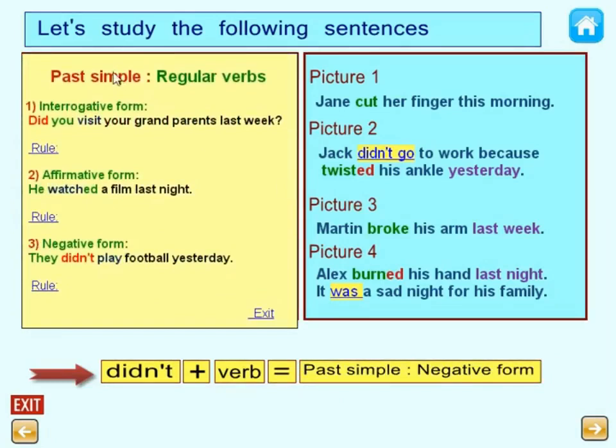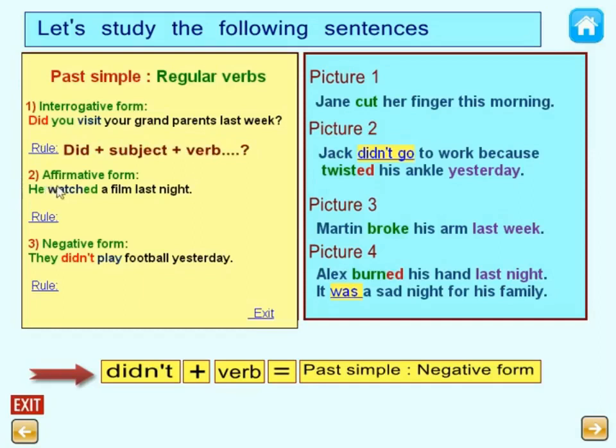As you see here, the past simple has 3 forms. The first one is interrogative form. Example, did you visit your grandparents last week? Can you guess the rule? Of course, as you see here, we have did plus subject plus verb.